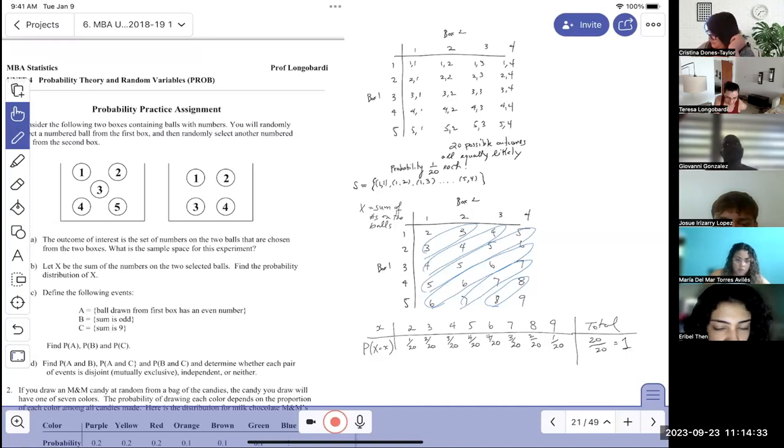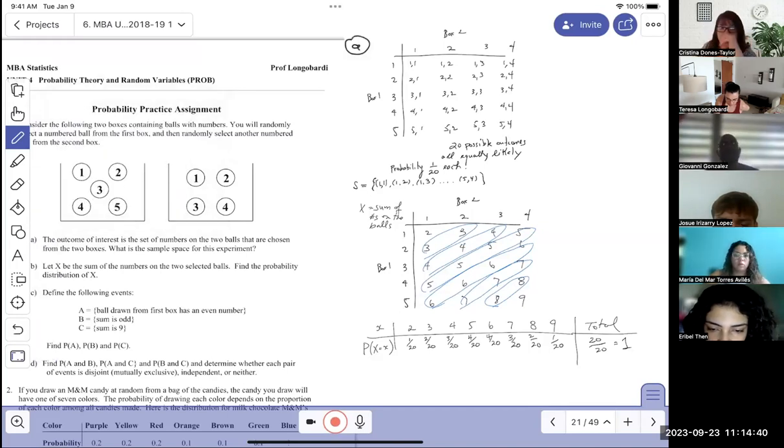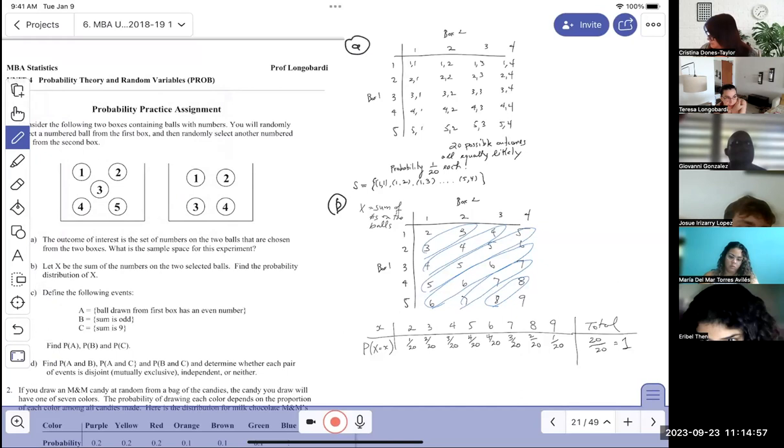So this was A. This was A. This is B. Now C. Define the following events. A, the ball drawn from the first box has an even number. B, the sum is odd. And C, the sum is 9. So I want you to find the probability of those events, compound events.